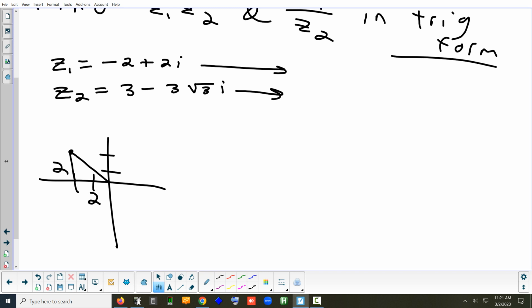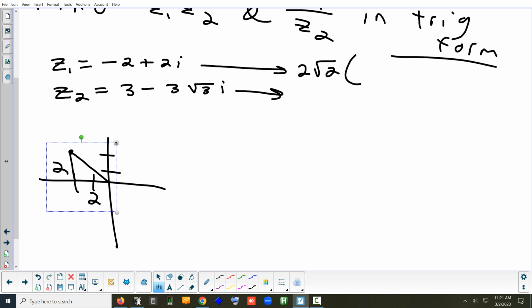So how do you find your absolute value? Use the Pythagorean theorem. So what's the length of the radius? This side is 2 and 2. 2 root 2, or square root of 8. So your radius is 2 root 2.